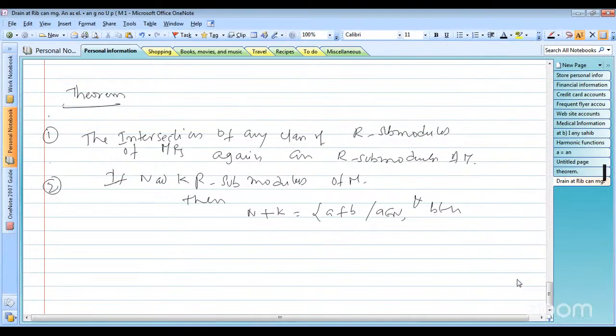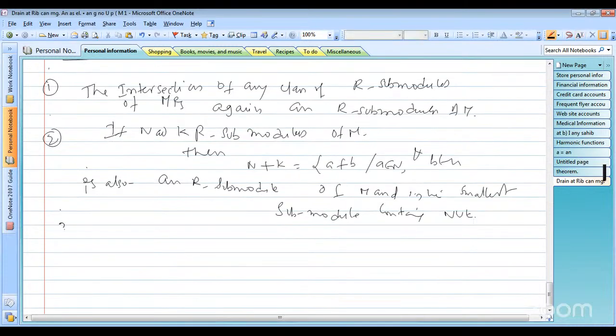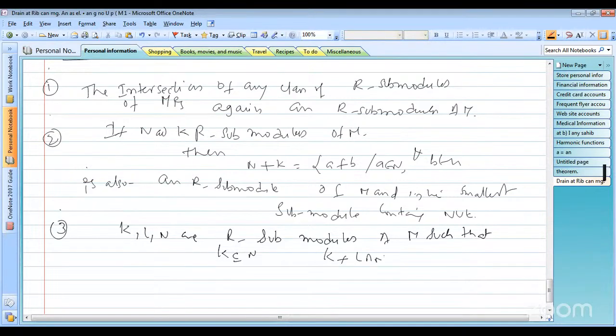N plus K is also a submodule of M, and is the smallest submodule containing N union K. The third condition is: if K, L, N are submodules of M such that K is a subset of N, then K plus (L intersection N) equals (K plus L) intersection N.